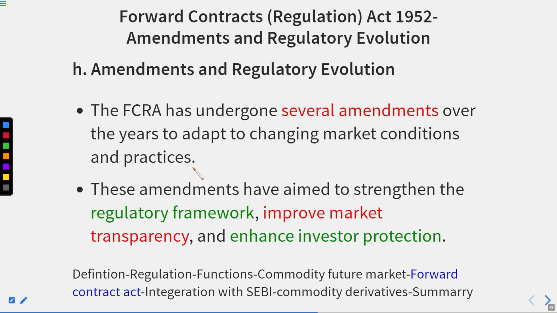So students, basically here we have finished with the Forward Contract Act also. In the next lecture, we will continue with the integration with SEBI, commodity derivatives and the summary part. Till then, just revise all the facts and figures we have discussed in this lecture and be ready for the next lecture. With this note, let's end this lecture and say thank you.